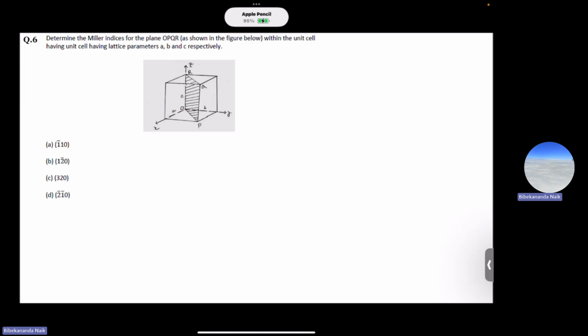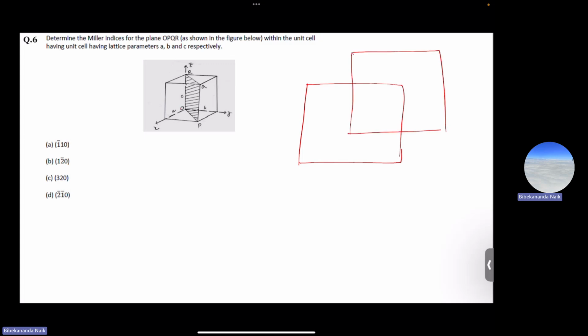So if we talk about this particular question, like in the previous question, when we were determining the direction indices, the crystallographic directions of particular vectors, we were shifting the origin to the starting point of that vector. Here we will do the same thing, but we will shift the origin so that the origin of the system does not lie at any point within the crystallographic plane that is shown here. So suppose we draw the picture again.